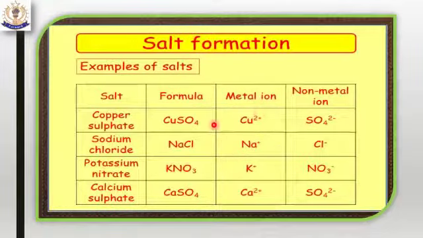Salt formation occurs by the combination of the metal positive ion of a base and the non-metal negative ion of an acid. Copper sulfate, CuSO4, forms by the combination of copper ion and sulfate ion. Sodium chloride, NaCl, is formed by the combination of sodium ion from the base and chloride ion from the acid. Potassium nitrate is formed by the potassium ion from the base and nitrate ion from the acid. Calcium sulfate, CaSO4, is formed by the combination of calcium ion from the base and sulfate ion from the acid.